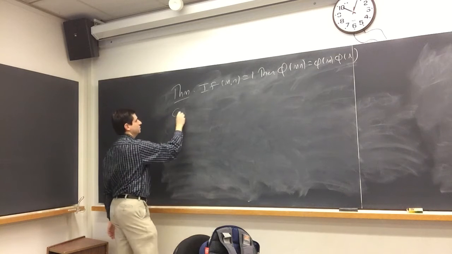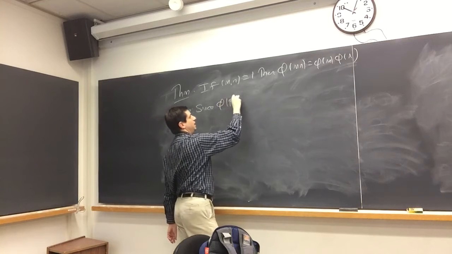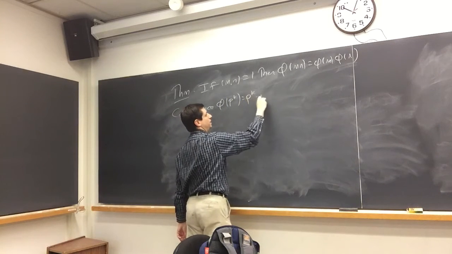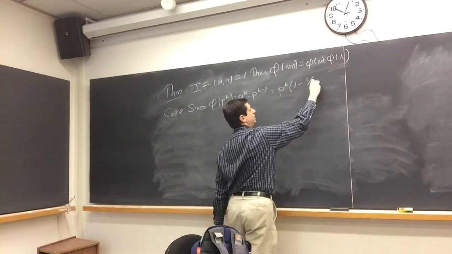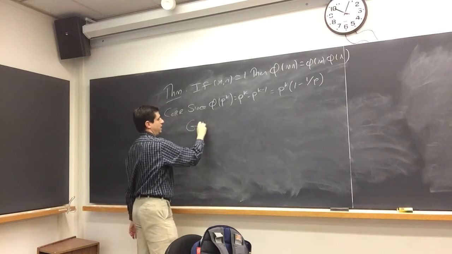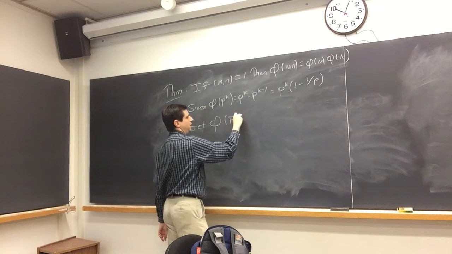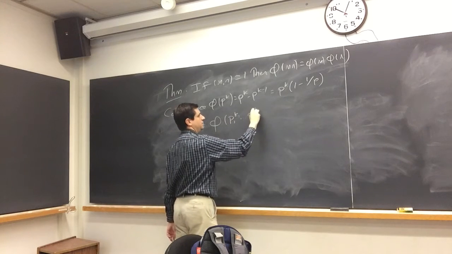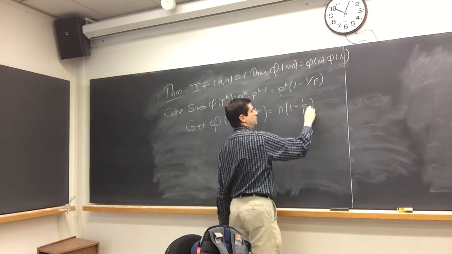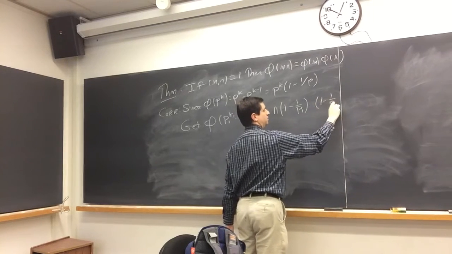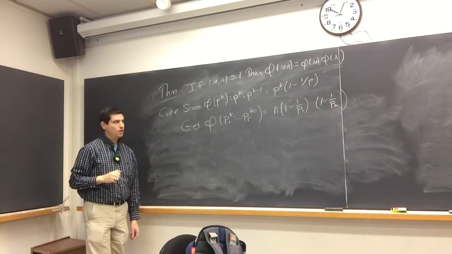As an immediate corollary, since phi of p^k is p^k minus p^(k-1), which is p^k (1 minus 1/p), we get phi of p1^k1 ... pr^kr is just n (1 minus 1/p1) ... (1 minus 1/pr). So this is the power.